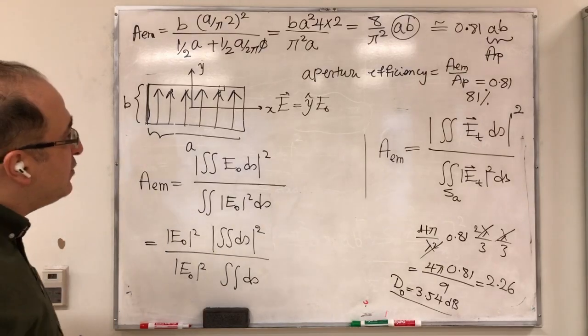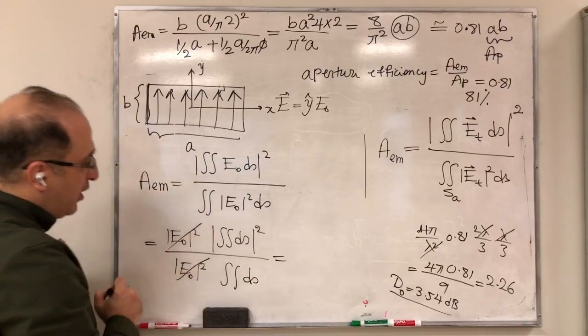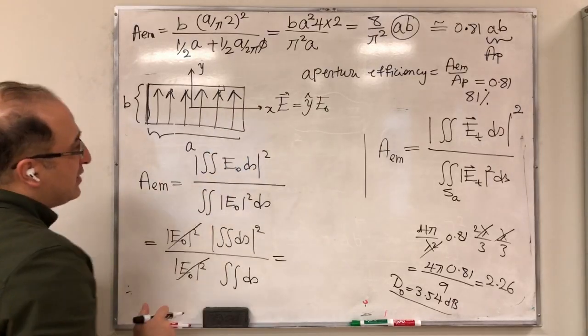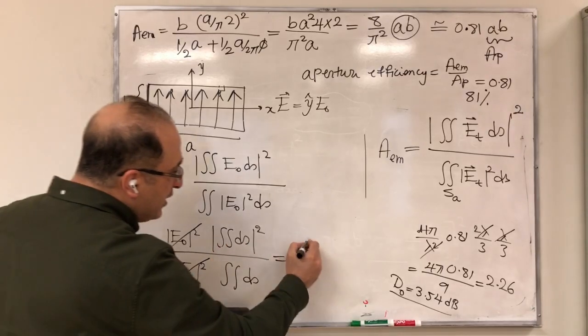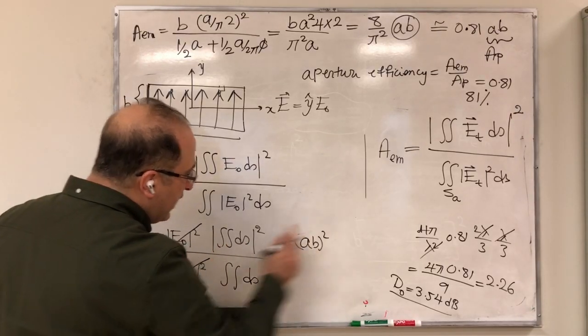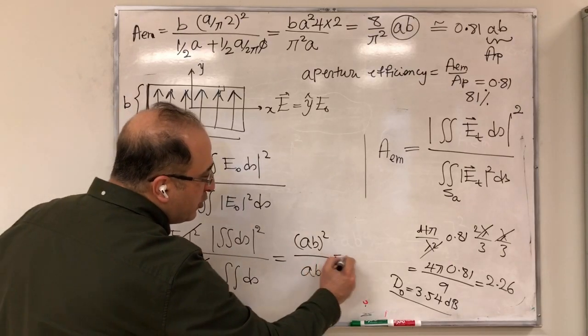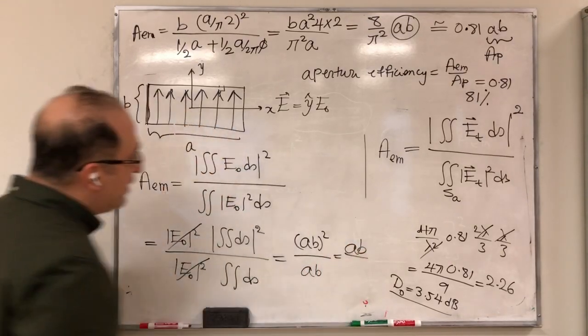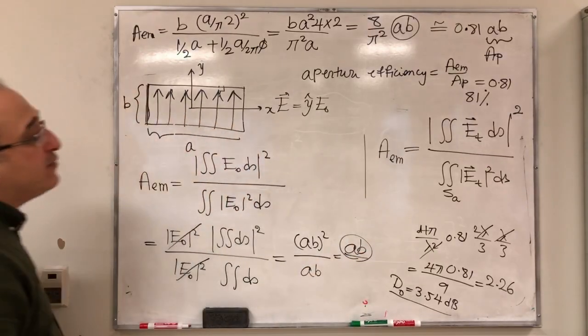Now, integral of ds is a times b. But also note that E naught cancels. So the same discussion that we have, it's not dependent on the actual field. This is going to be AB square, area square. This is going to be just area AB. So you get exactly the physical area. So you see your effective area becomes exactly the physical area.